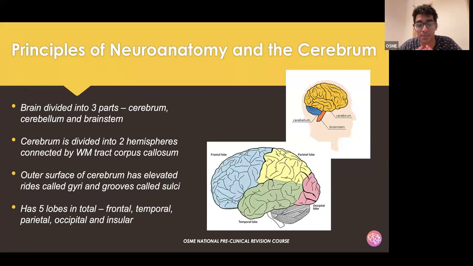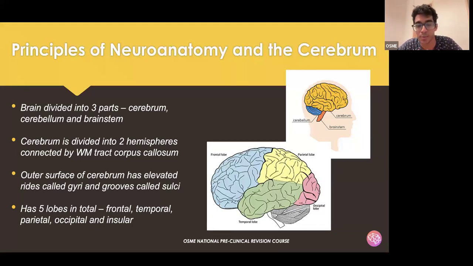So then in terms of the actual cerebrum itself, the cerebrum is just another way of saying the cerebral cortex. The cortex has lots of ridges called gyri and grooves called sulci. The specific names for the different sulci and gyri, we're not going to focus on too much, but I will talk about it on the next slide briefly, just so you're aware of some of the important ones. When we think about the cerebrum, there are 5 key lobes: the frontal lobe, parietal lobe, temporal lobe, occipital lobe, and the insular cortex as well.